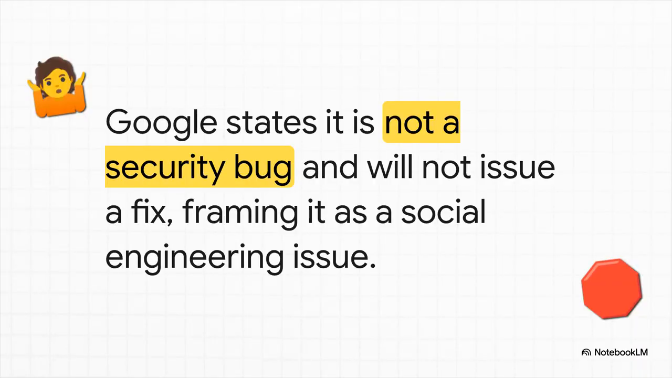And here's where the story gets really interesting, or maybe a little concerning. Despite these findings, Google's official stance is that this is not a security bug. They've actually said they won't be issuing a fix, arguing it really relies on social engineering. Now, that's a sharp contrast to other big tech companies like Amazon, who've actually published detailed guides on how to protect against this exact thing.